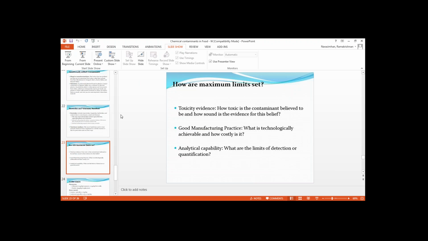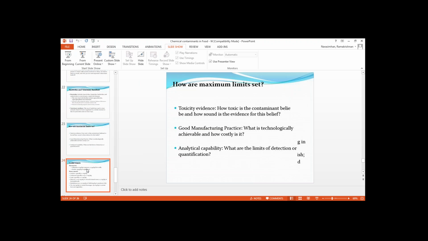When limits are set, people normally look into these things: the toxicity evidence, how toxic the contaminant is, and something related to good manufacturing practice. What is technologically available? How costly is it? These questions are asked before people decide on the maximum levels. Also analytical capability, which is improving every day. People are able to detect parts per trillion levels of chemicals in a variety of substrates, including food products.